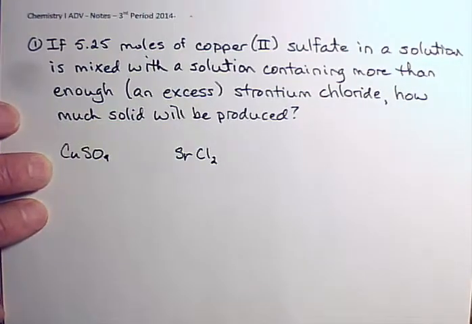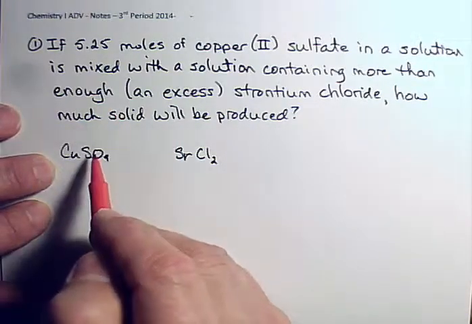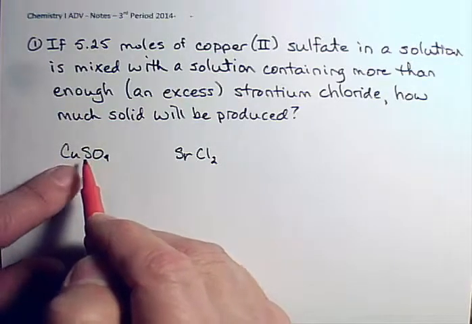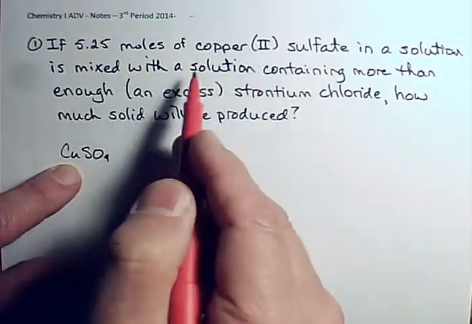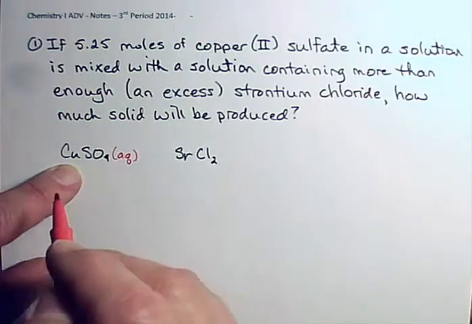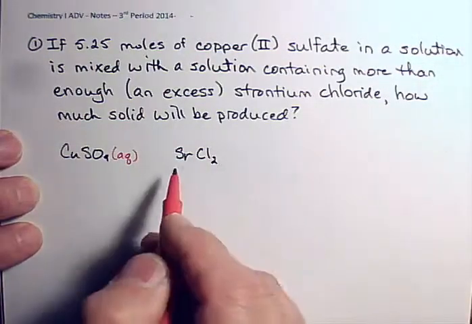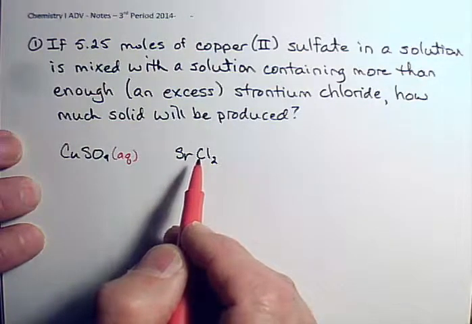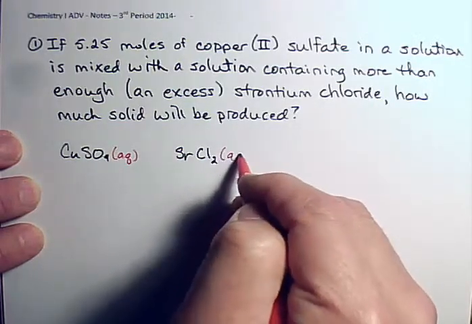Then you use your solubility rules to figure out the physical states. Solubility rules say that sulfates are almost always soluble, and there are some exceptions, but not when it's combined with copper. So if it's soluble, and we already said it's mixed in a solution, so there's water around, it's going to be aqueous. Solubility rules also say that chlorides are almost always soluble, and while there are some exceptions, strontium is not one of the exceptions, so that's aqueous.